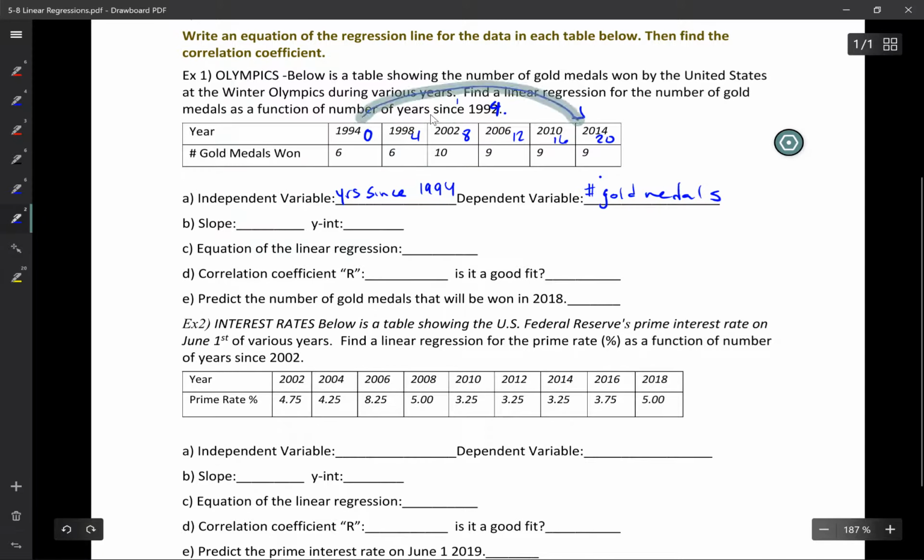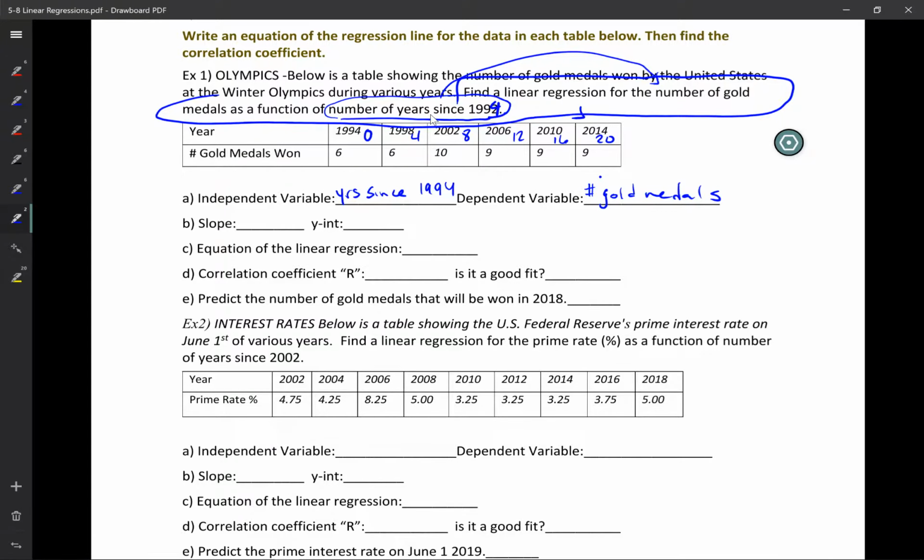And remember, you can always go back to this sentence, right? It's a function of the number of years since 1994. You're putting number of years since 1994 in the machine, and it's spitting out the number of gold medals. Okay? All right. So that's what we need to do now.